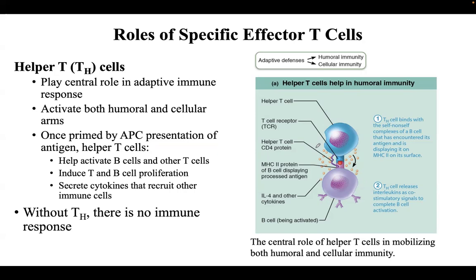So once primed with the APC presentation, what do helper cells do? They help activate B cells, other T cells, help in the proliferation of T and B cells. Also, they help produce all these different kinds of cytokines. Okay. So these are the main three roles that T helper cells can do. They help activate B cells first, then some other T cells, induce T and B proliferation, and then secrete cytokines. So what is this central role of T helper cells? We will discuss one role, which is the activation of B cells.